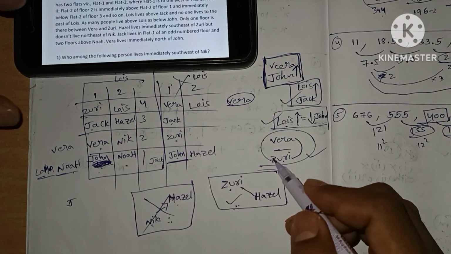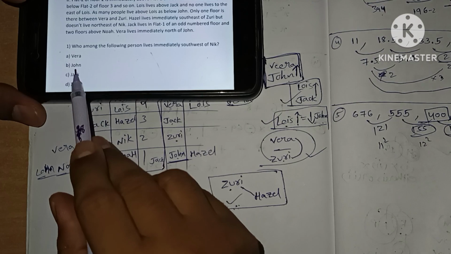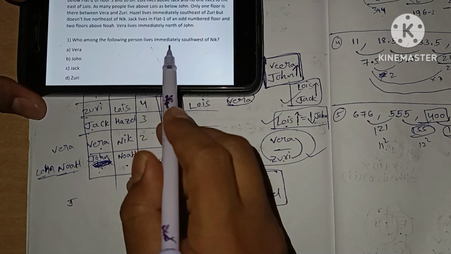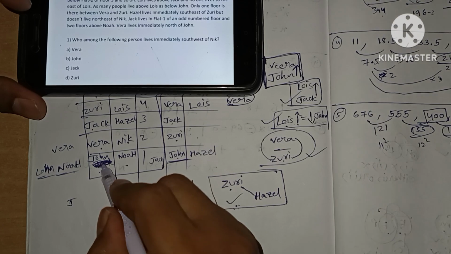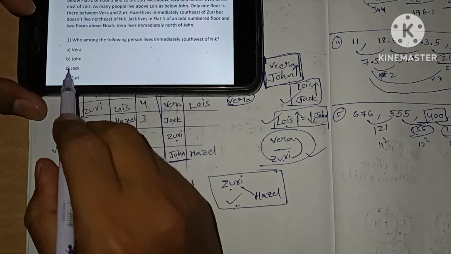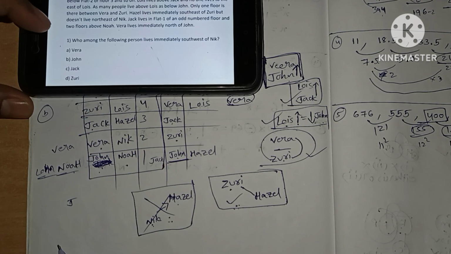Let's see the solutions. Questions were asked. Who among the following person lives immediately southwest of Nick? Southwest of Nick, immediate one is John. So answer will be option B. First one answer is B.